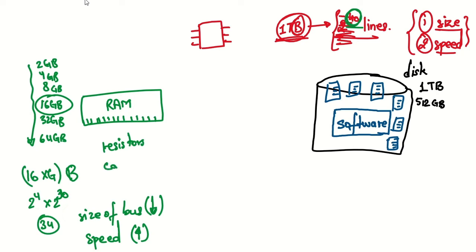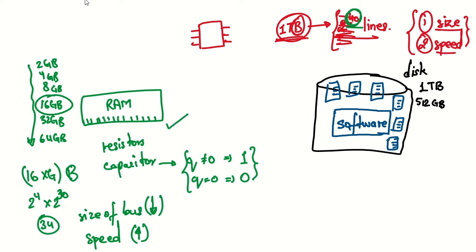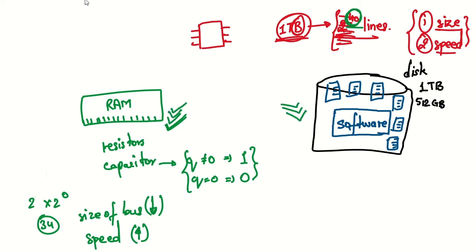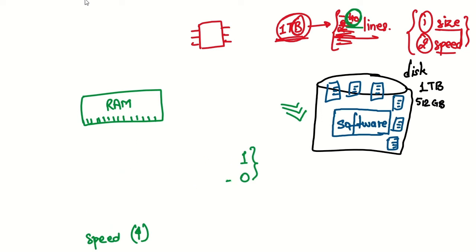and capacitors. Okay, so if a capacitor is charged, meaning Q is not equal to 0, this implies it is 1. And if a capacitor is discharged, this implies it is 0. So writing to a RAM is way faster than writing on a hard disk, and similar is the case for reading. So now let's come to the point of how the software execution occurs.